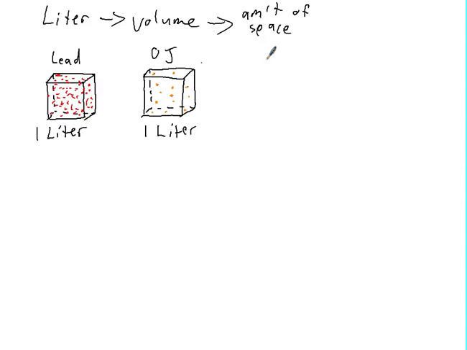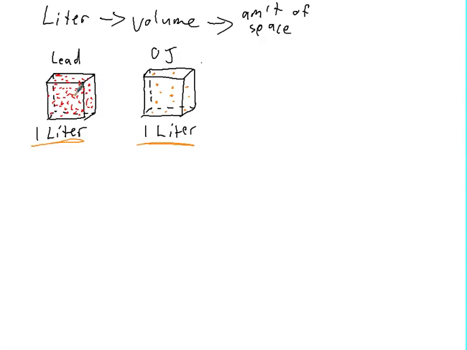Good enough? These dots, let's say a dot represents a certain amount of mass, okay? Each dot represents a certain amount of mass. So what do you notice about amounts of mass on this one? There's more. Okay, it's more compact, more dense. So that answers our first two. A liter of molten lead, right here. How does it compare to the mass of a liter of OJ? This has more.